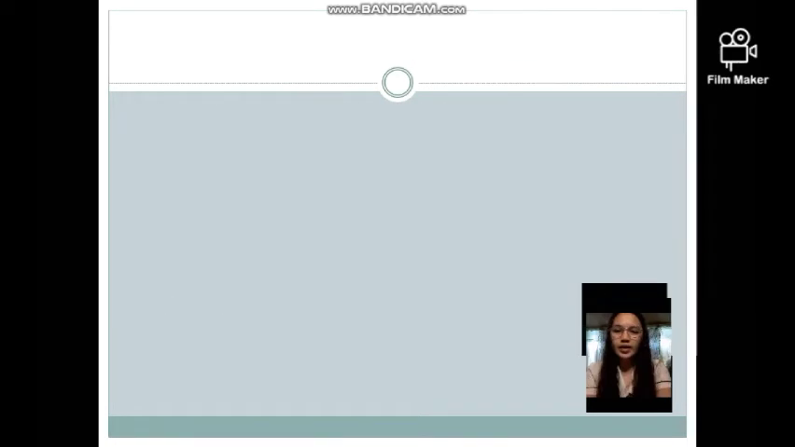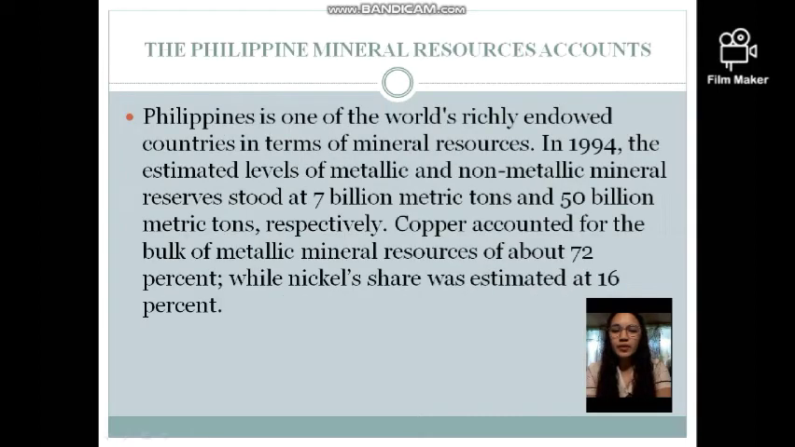Now let's move on to the Philippine mineral resource accounts. The Philippines is one of the world's richly endowed countries in terms of mineral resources. In 1994, the estimated levels of metallic and non-metallic mineral reserves stood at 7 billion metric tons and 50 billion metric tons, respectively. Copper accounted for the bulk of metallic mineral resources at about 72%, while nickel's share was estimated at 16%. Our country is really blessed to have abundant mineral resources that improve our economic status.